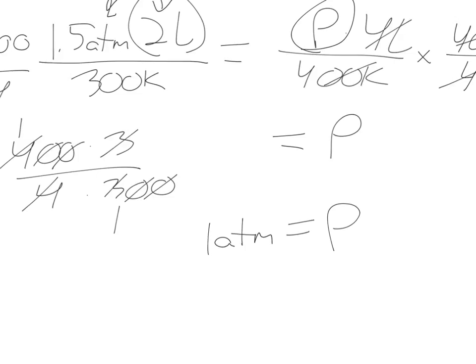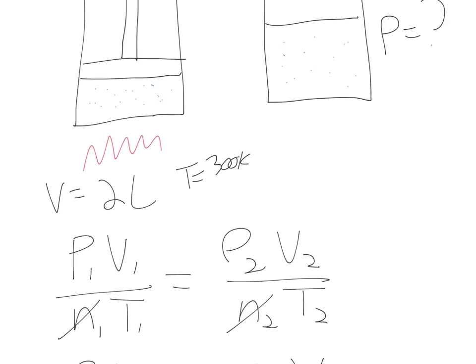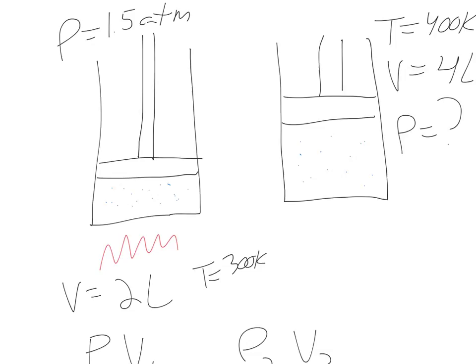Let me make sure that that makes sense. So I started at a pressure of 1.5 atmospheres. That's this guy right here. And I went to a pressure of 1. That's a lower pressure. Let's see if that makes sense. Well, I did heat it. I heated it from 300 to 400, which would tend to make me think I'm gaining some pressure there. But I did also increase the volume. And increasing the volume should lower the pressure. So those are at odds with each other.